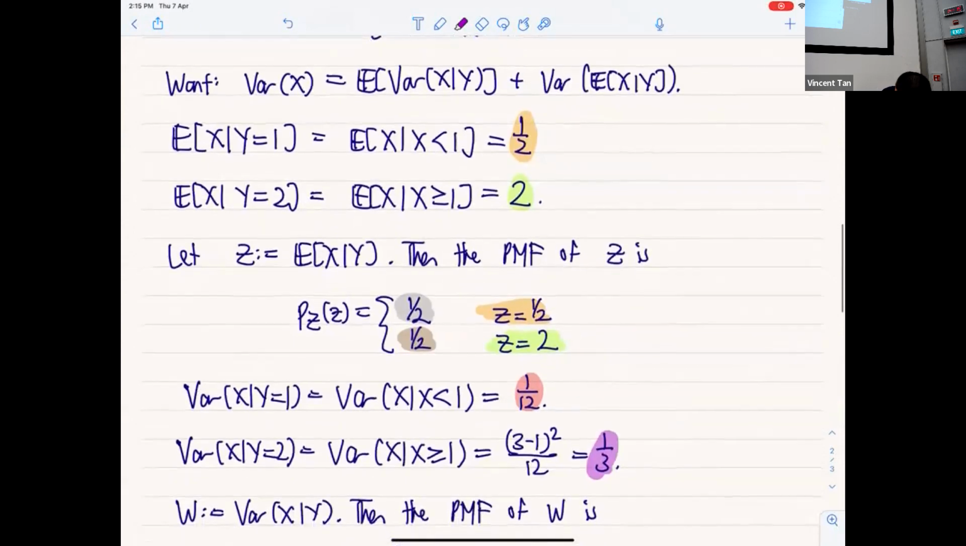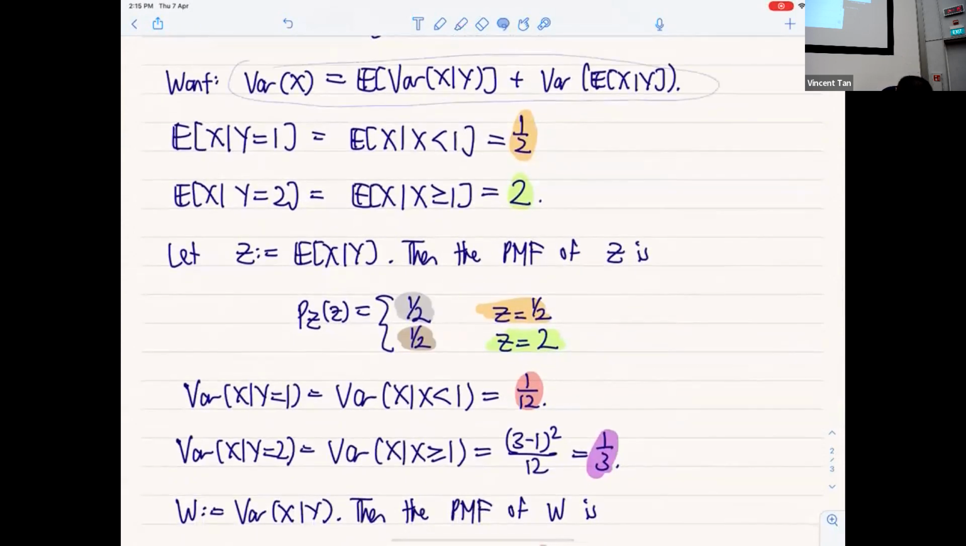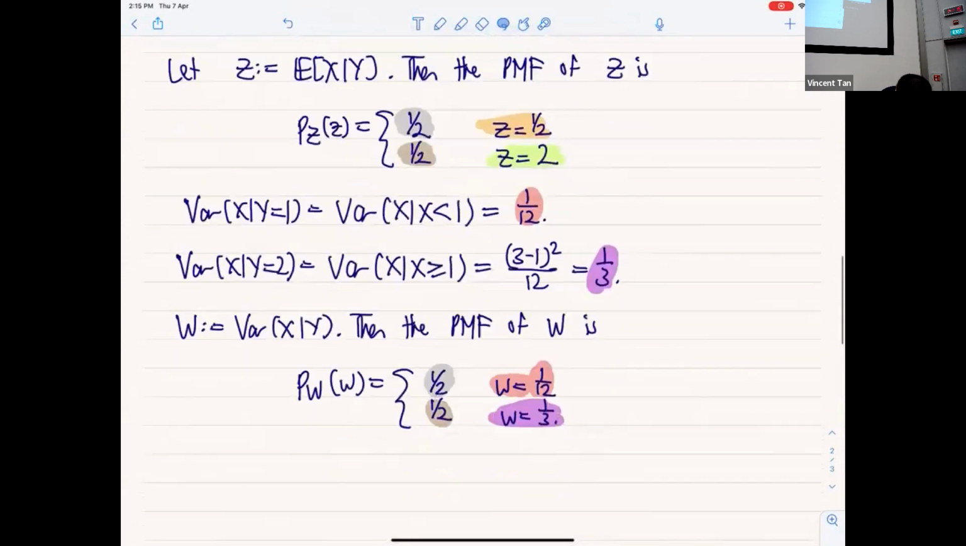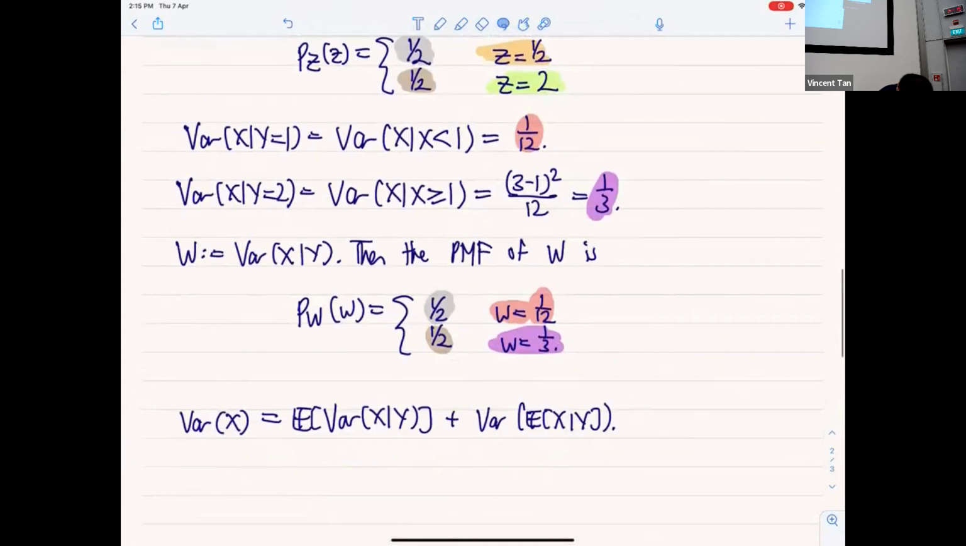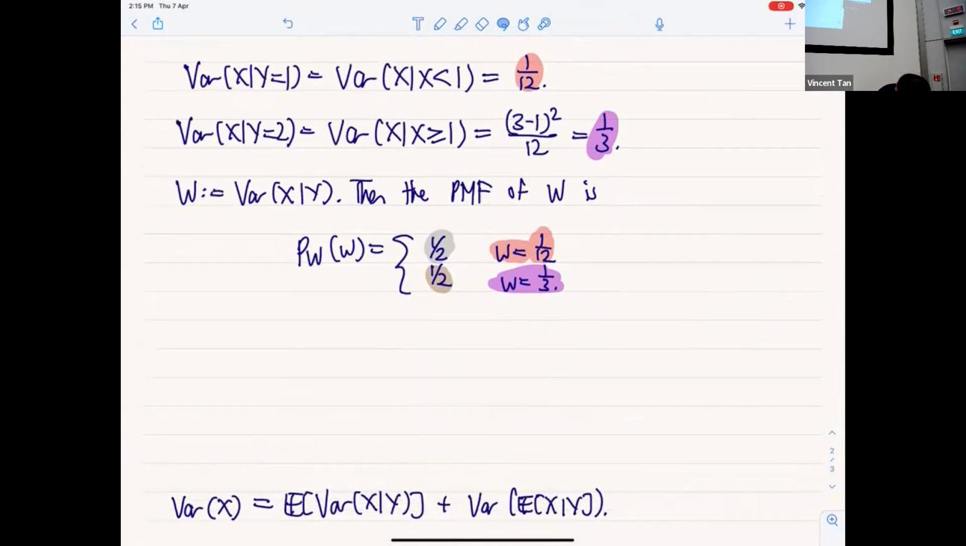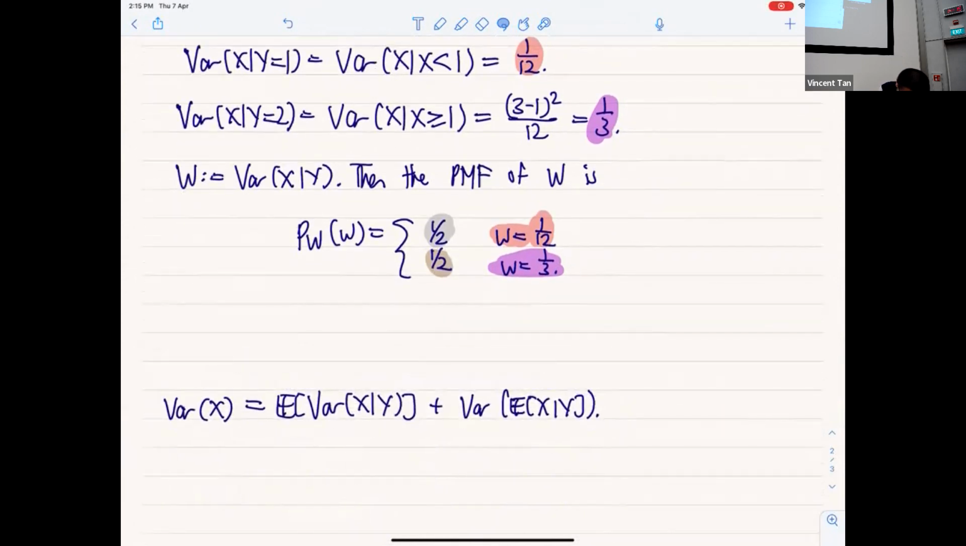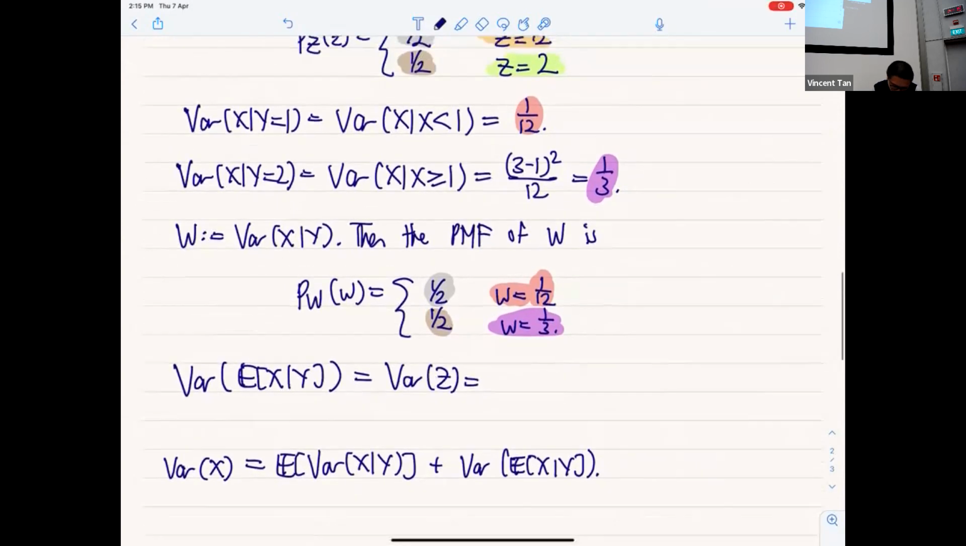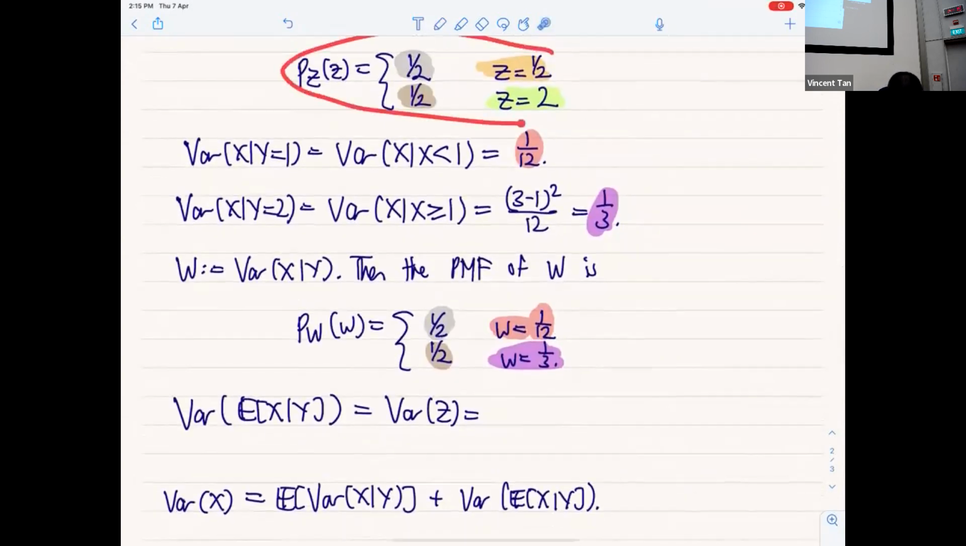So now we have to refer to this particular formula and plug these inside. We keep note that we have to use this formula here. So we have two parts to tackle. Let's tackle the second part first: the variance of the expectation value of x given y. I gave this a name, that was z, right? So z has this particular PMF, and it's not too difficult to figure out the variance.